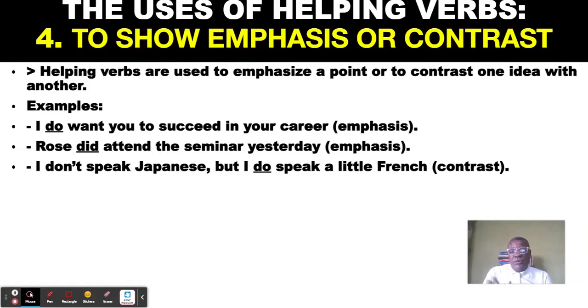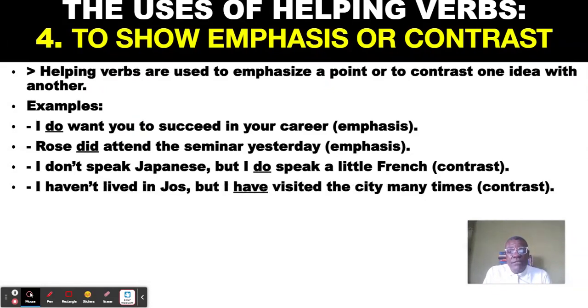Then this one is contrast. I don't speak Japanese, but I do speak a little French. You see, there are two ideas, speaking Japanese and speaking French. In the case of Japanese, I don't. In the case of French, I do a little. So you see, you use the helping verb to contrast one idea with another.